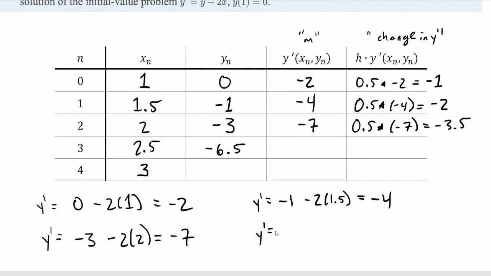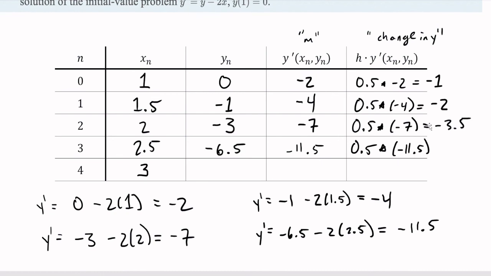Do the slope. y prime equals, plug in your y value, negative 6.5 minus 2 times, I'm now at 2.5. Okay. So that's going to be negative 6.5 minus 5. That's negative 11.5. Okay. Now it's take the step along that little tangent line times your slope will give me my change in y. We're going to have to go to the calculator here. 0.5 times negative 11.5 is negative 5.75. So what is this telling me? It's telling me you were at negative 6.5, go down this much. So negative 6.5 minus 5.75 gets me now down to negative 12.25. That's my new y value.